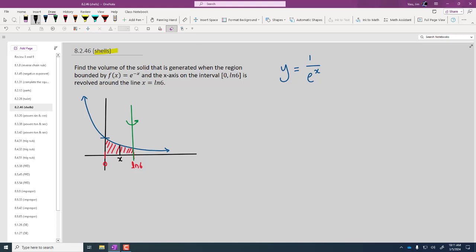And then we ask ourselves, okay, well, if this is a vertical element and this line is vertical, if we're going to do a rotation, what's the geometric shape that we're going to create? We're going to create a cylinder, a cylindrical shell. So we're going to use the shell method. And the area of a shell, it's just a cylinder, so its area is 2 pi RH. That's the area of a cylinder.